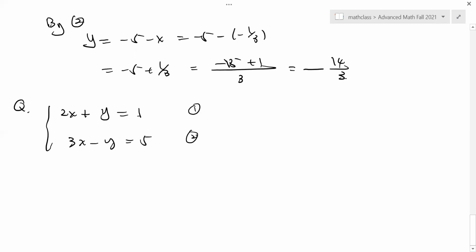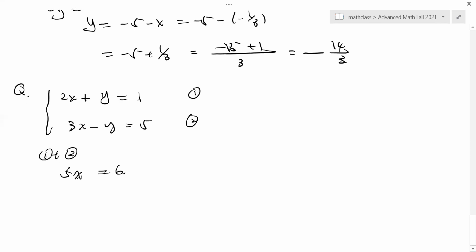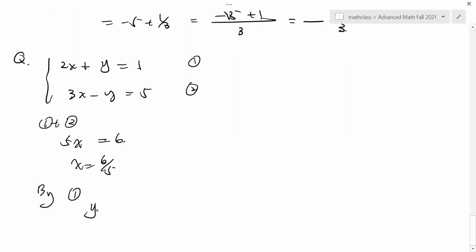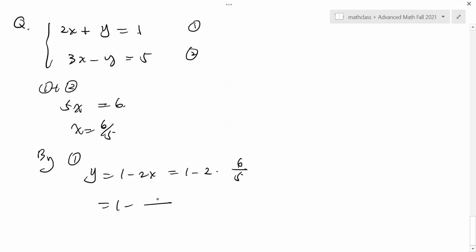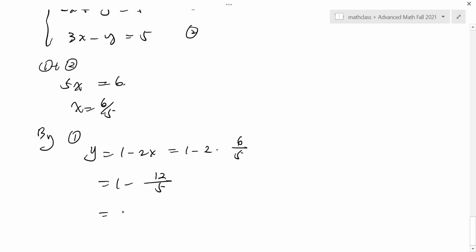That's okay. I see. I'm going to use the elimination method because I see negative y and positive y that can be canceled out quickly. So I add them together: 2x plus 3x is 5x, and 1 plus 5 is 6. So x is 6 over 5 immediately. Then by the first equation, y equals 1 minus 2x, so 1 minus 2 times 6 over 5. That's 12 over 5, so 5 over 5 minus 12 over 5, which is negative 7 over 5.